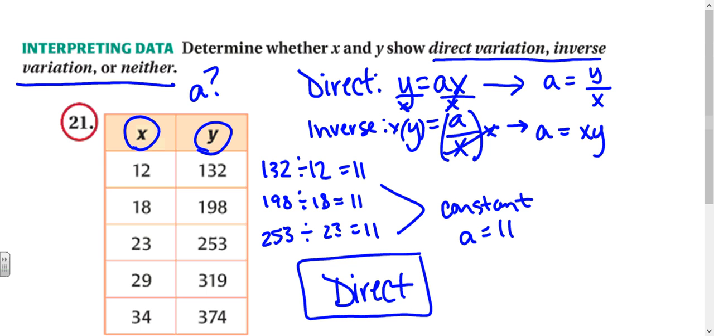If I tried this and I did not get the same number every time, then it would not be constant, so that would not be direct variation, and then I'd have to try inverse, so I'd have to try multiplying 12 times 132 and seeing if I get the same answer every time. And if I didn't, then the answer would be neither. But in this case, every time I divided y by x, I got the same number. So it shows direct variation.